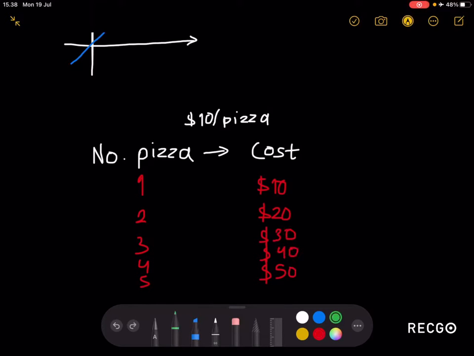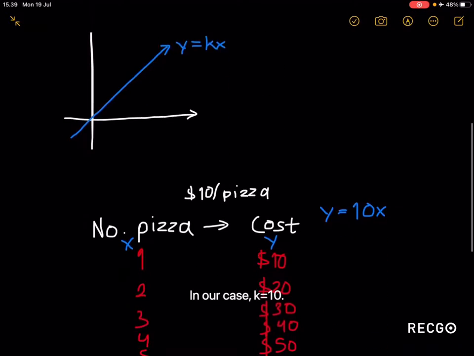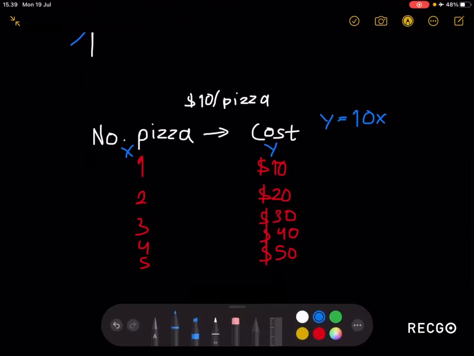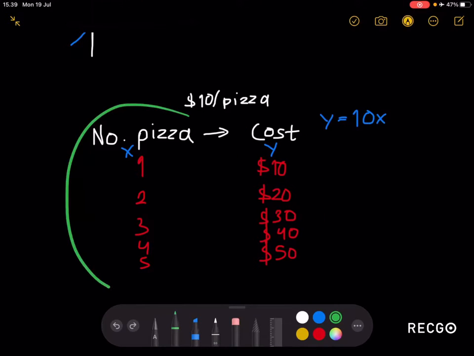Now notice something right here. Notice that the cost is always 10 times the number of pizzas that you've bought, which can be described if we set our cost to be y and the number of pizzas that we buy to be x. This can be described as the relation y is equal to 10x, which fits in with the equation for direct proportionality. So what we can say here is that the total cost is directly proportional to the number of pizzas that we bought.